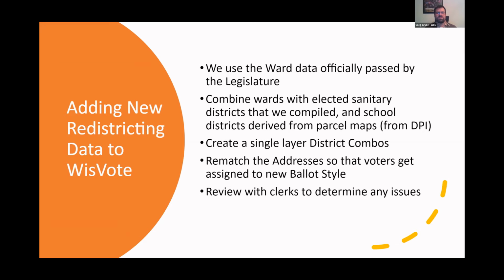Then basically we swap out the data. We're going to have to create new district combos based on the new ward data. Once we combine that with the school district data and the sanitary districts, and get all of those together, then we can rematch the addresses. The trick is going to be reviewing any issues that come up through that process. I haven't been through redistricting before, but I know there are going to be issues with addresses getting placed incorrectly and things like that. So we'll just have to keep an eye out for those things.